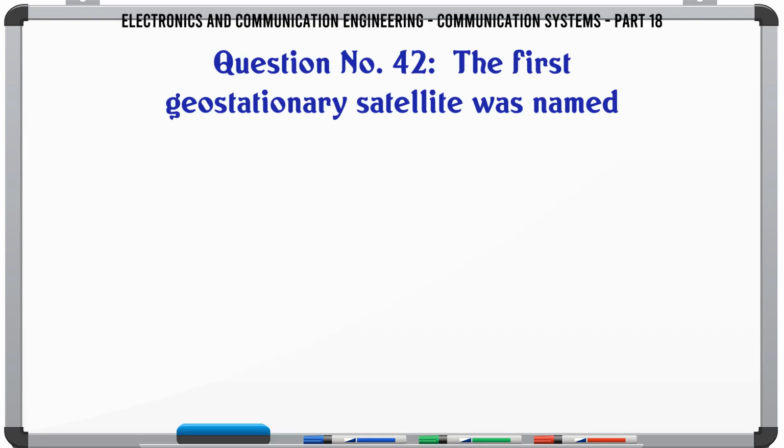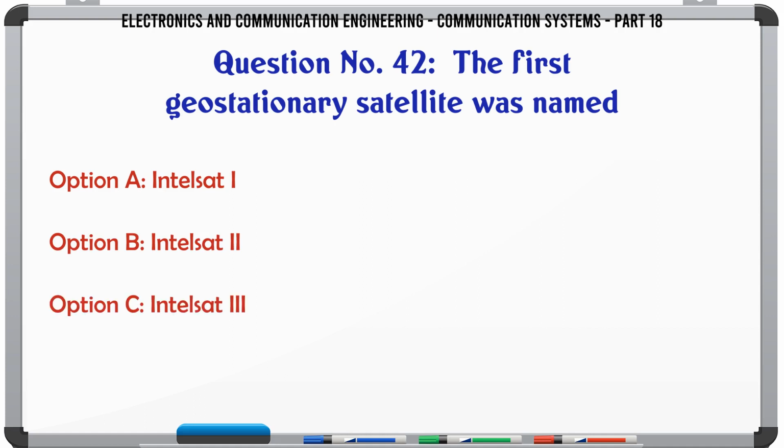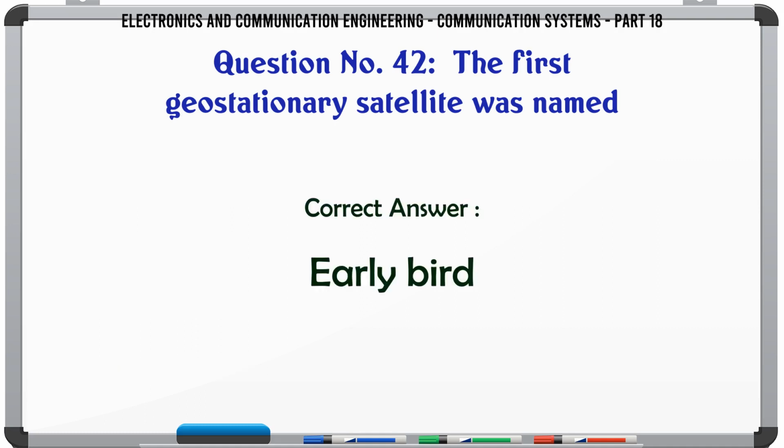The first geostationary satellite was named A. Intelsat I, B. Intelsat 2, C. Intelsat 3, D. Early Bird. The correct answer is Early Bird.